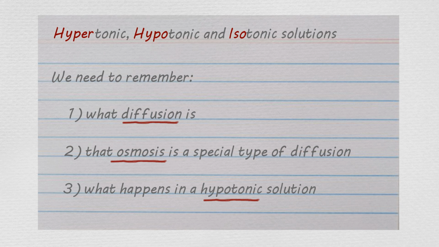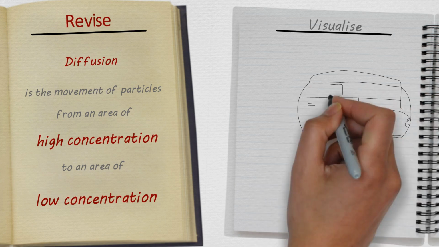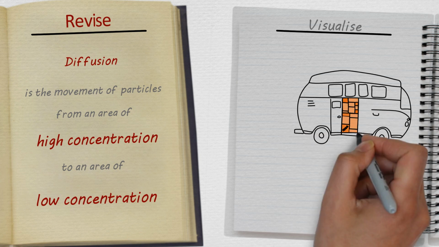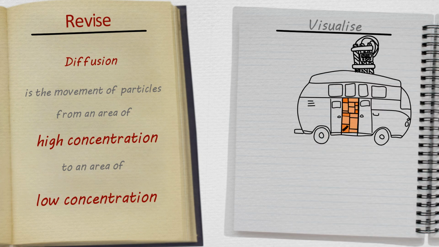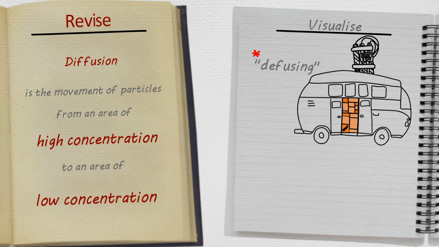You ready? Let's go. 1. Diffusion is the movement of particles from an area of high concentration to an area of low concentration. In the Mojo moment on diffusion, we describe a camper van that is so tightly packed that it's like a bomb that's ready to explode. So unloading the camper van is a bit like defusing a bomb. Defusing sounds like diffusion, doesn't it?